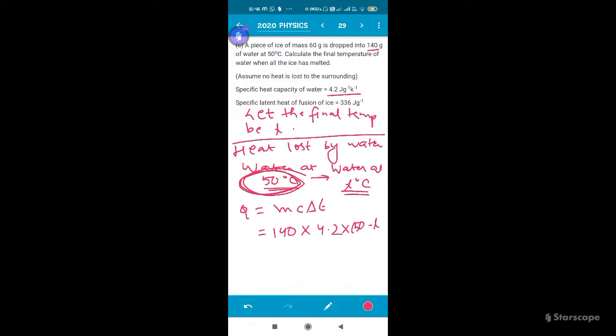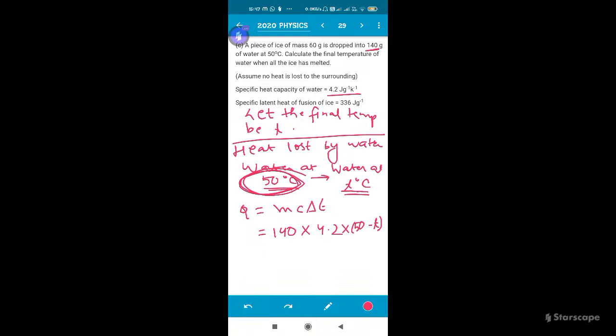Okay, so why didn't I convert this gram into kg? Because see, in the values which have been provided, we have gram. So why convert? Let us keep it as it is. If it was given in kg, then we had to convert. Okay, so let's just leave it like this. We can do it while calculating.